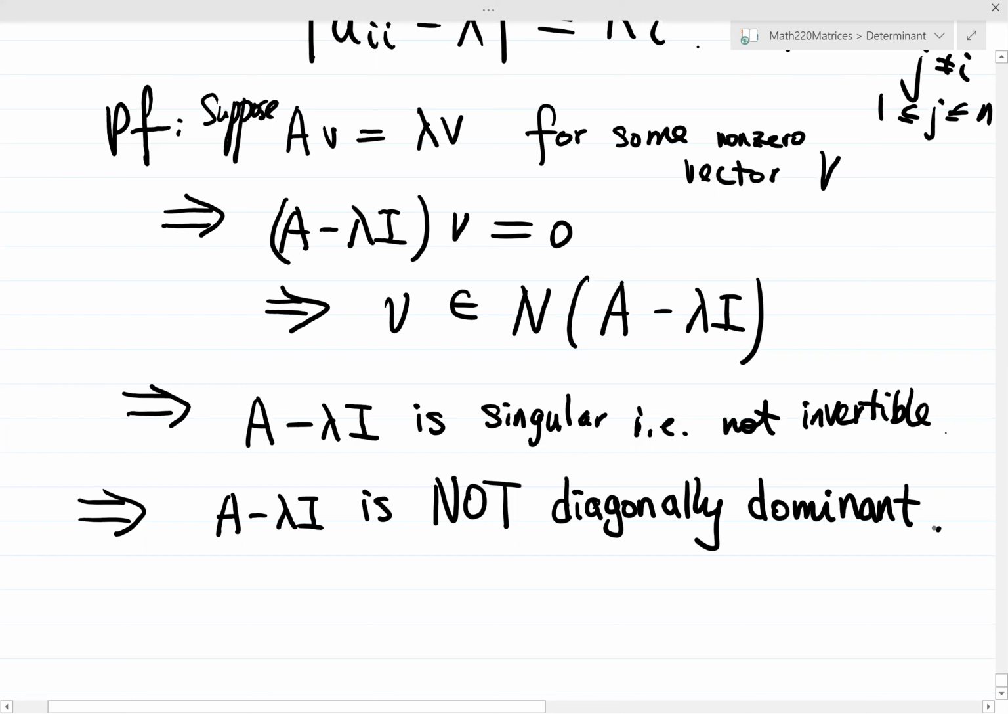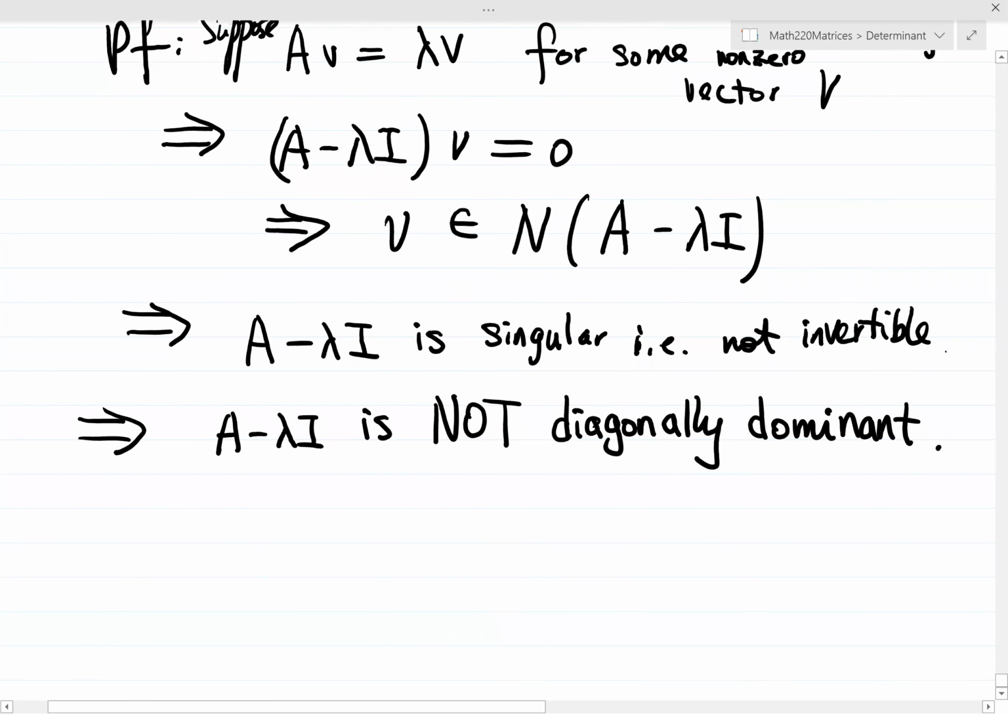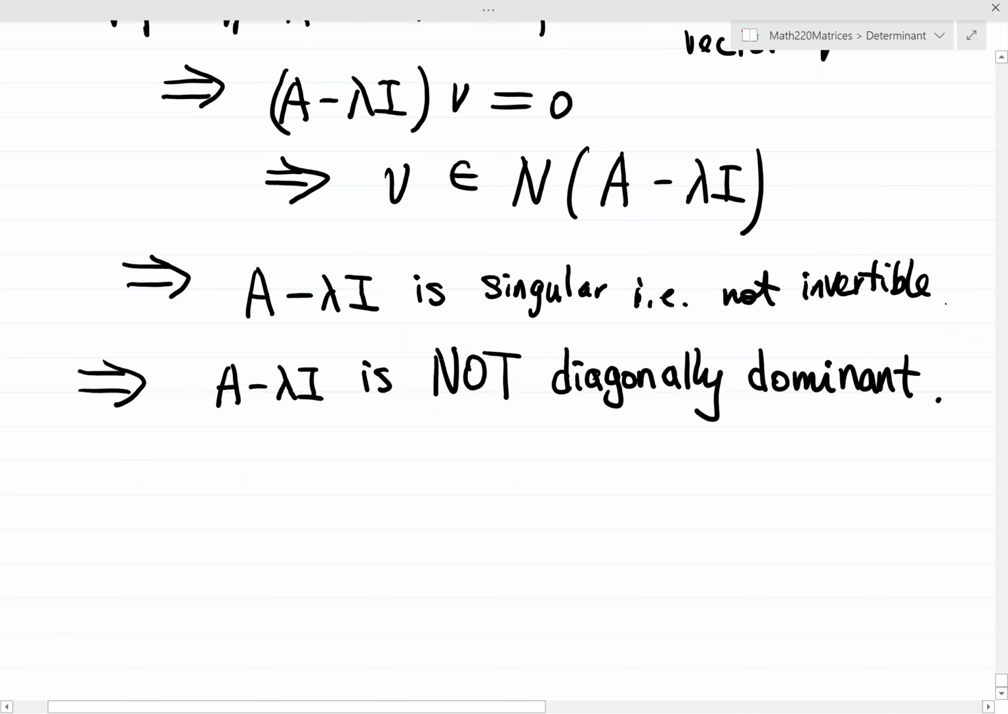So, not diagonally dominant. This means its diagonal is dominated by the off-diagonal terms. So it's not diagonally dominant, meaning the diagonal is dominated by non-diagonal entries. Which means at least for one of the diagonal entries, it should be dominated by the off-diagonal entries.